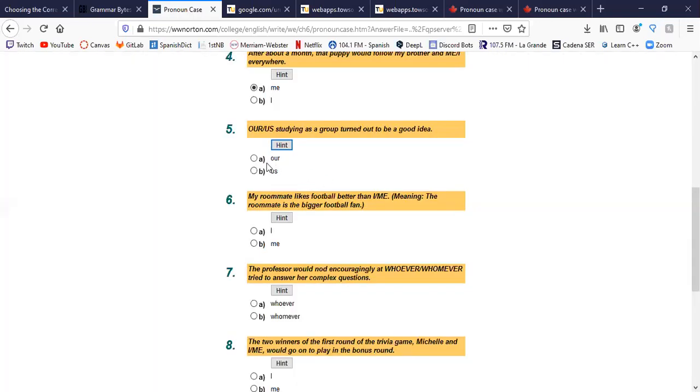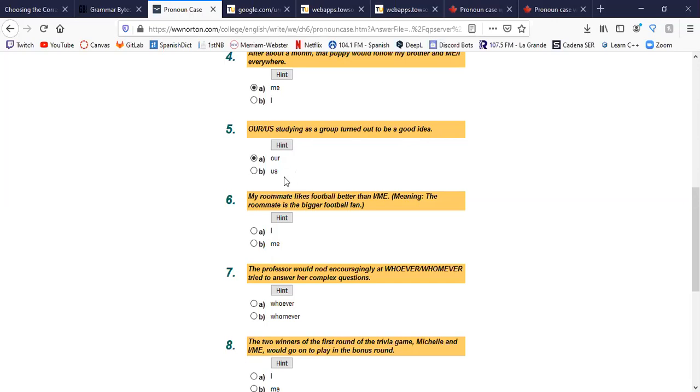Okay, so the answer here is our, because studying as a group belongs to us. It's an action that belongs to us, so we need the possessive case. Our studying as a group turned out to be a good idea, not us studying as a group turned out to be a good idea. That's not right. It has to be our. But again, people will often say us instead, because possessive gerunds aren't really used that often in these contexts anyway.